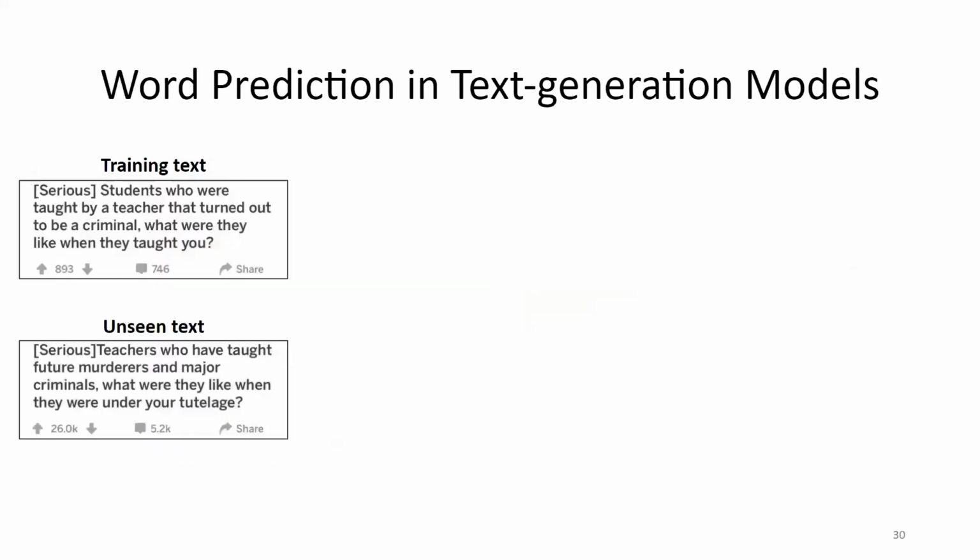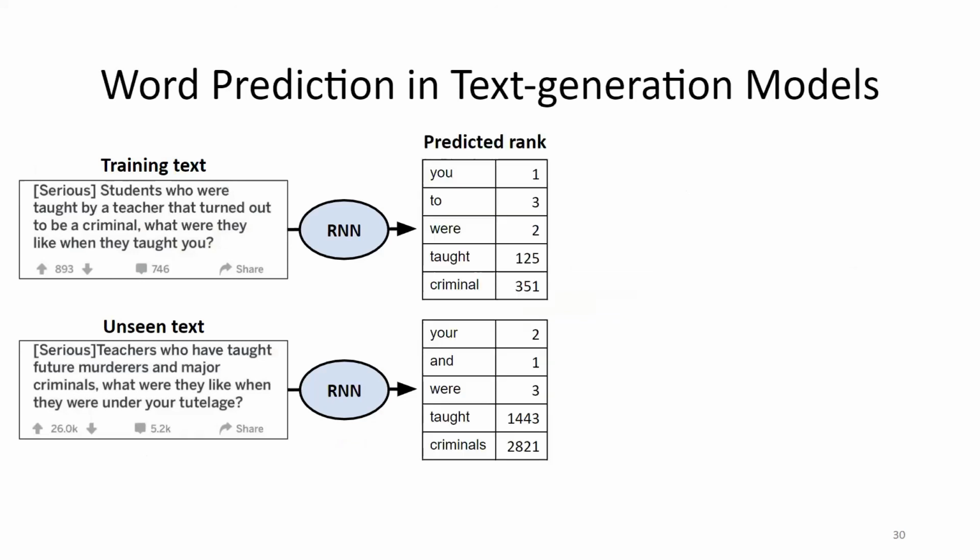And here is a more detailed example for this observation. Let's say we have two texts. One is used for training and one is not. And these two texts are very similar in content. Then what we can do is query the model with these two texts by splitting the prefix and predicting each word in these two texts. And then we can get the predicted rank of each word from the model's output distribution. And let's say these are the predicted ranks for the words in these two texts.